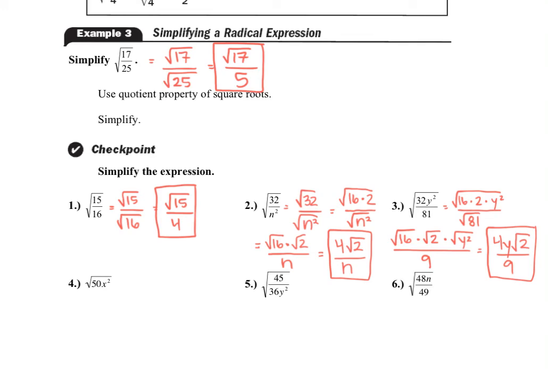Now, the other thing you need to be careful of is if there's anything outside the radical sign that could simplify, you need to do that. 4 and 9 can't simplify anymore, so we're good there. But if it could simplify, if that had been a 4 over an 8, you would need to simplify it to 1/2. We'll get to one of those in just a minute. All right, why don't you try 4, 5, and 6? So pause the video and then press play again when you're ready to check.